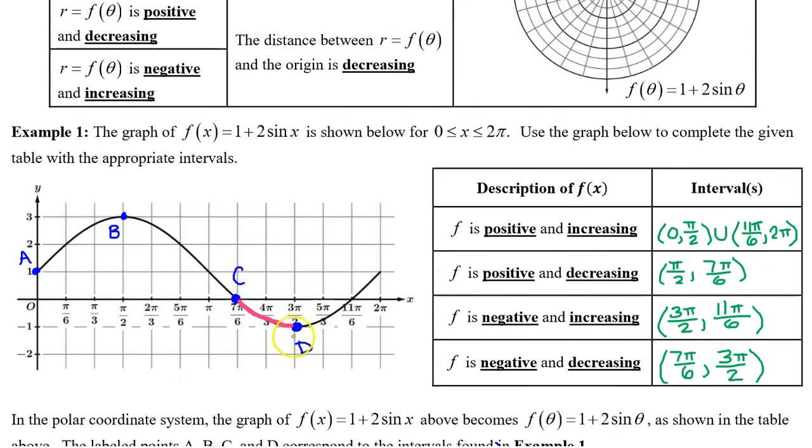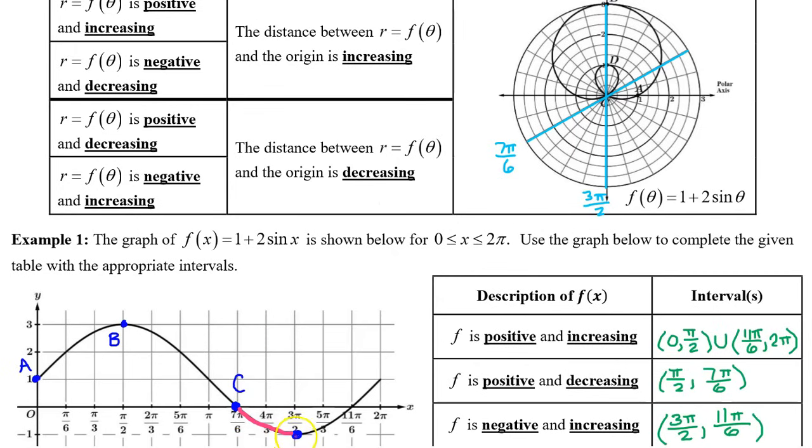On the interval from C to D, f is negative and decreasing. Can you also see that the r value is getting further away from the pole? Let's compare this portion of the graph to the interval from 7 pi over 6 to 3 pi over 2 on the polar graph. However, because the r values are negative, the graph is going to appear in the opposite direction. So, from 7 pi over 6 to 3 pi over 2, we are actually graphing this portion of the graph from here to here. Notice again that the distance from the pole is increasing on this interval.